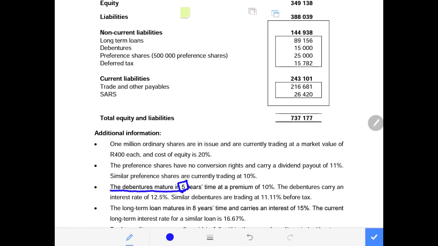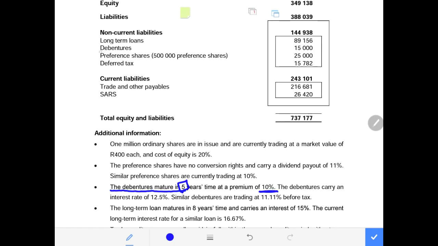5 years becomes our N. Take note of that. They mature in 5 years' time at a premium of 10%. Remember, a premium is the amount that is added to the capital when the debentures are redeemed, or when the debentures are bought back from the debenture holder.